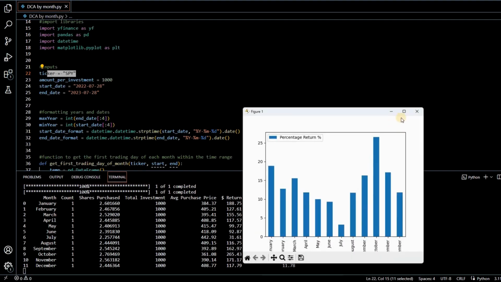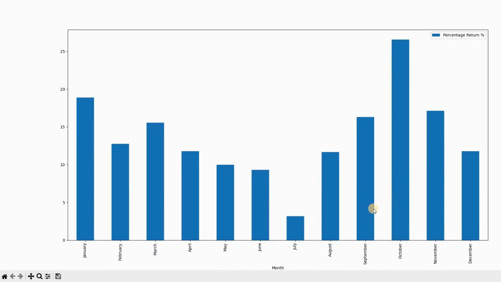Now, if we look at the results here on this graph, we can see that based on this, October had the best return of almost 26%. And then July had the worst return, again, most likely because it just had the least amount of time to be invested, of around 3%.